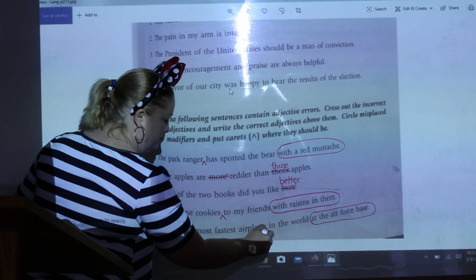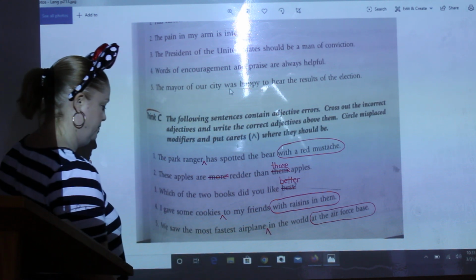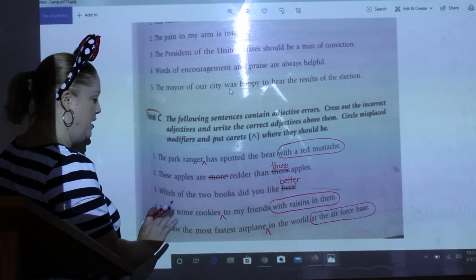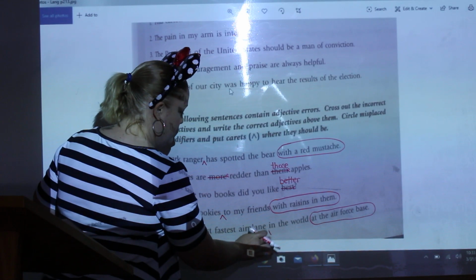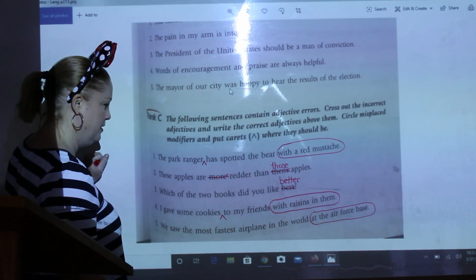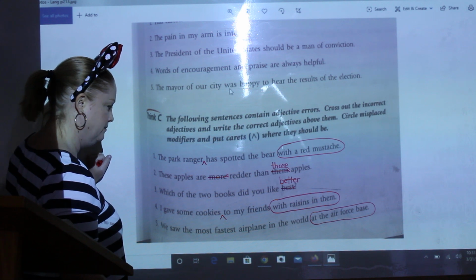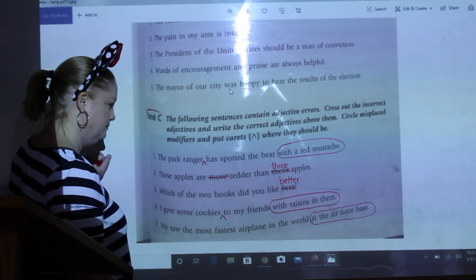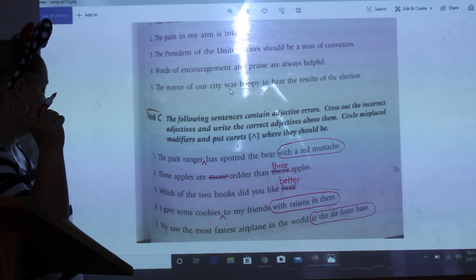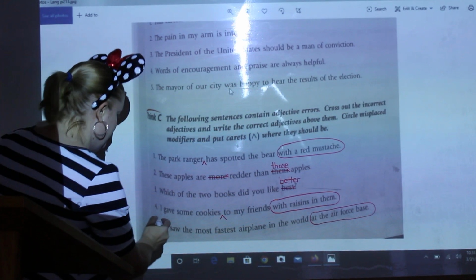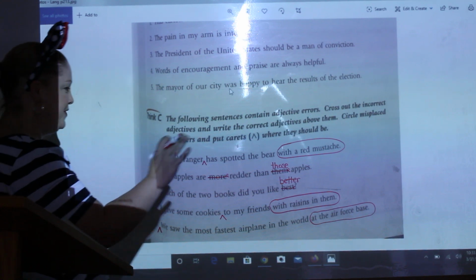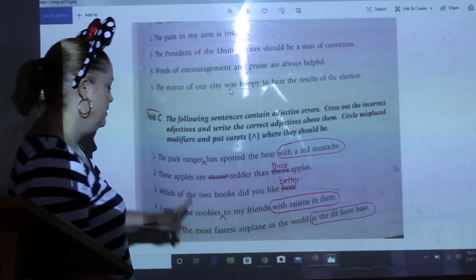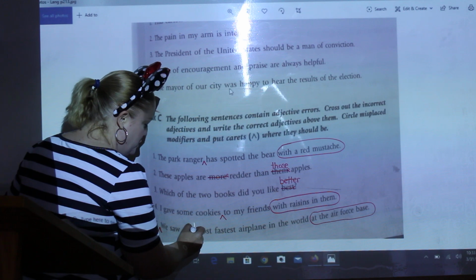So, all right, we saw the most fastest airplane at the Air Force Base in the world. Oh gosh, that's not going to work either. Get that out. I would put that here. There we go. That would be better. At the Air Force Base, we saw, and then of course you can't have most fastest.